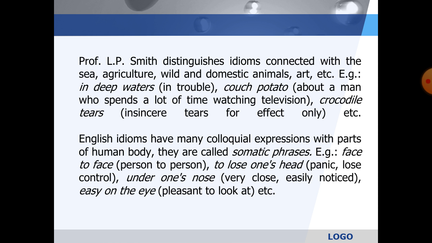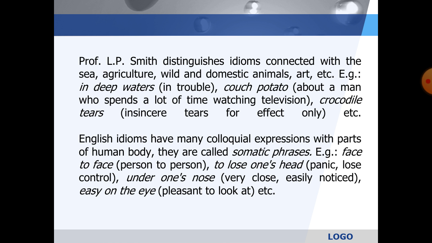Professor Smith distinguishes idioms connected with the sea, agriculture, wild and domestic animals, art, etc. For example, in deep waters, that means in trouble. Couch potato, it means a man who spends a lot of time watching television. Crocodile tears, insincere tears for effect only, etc.